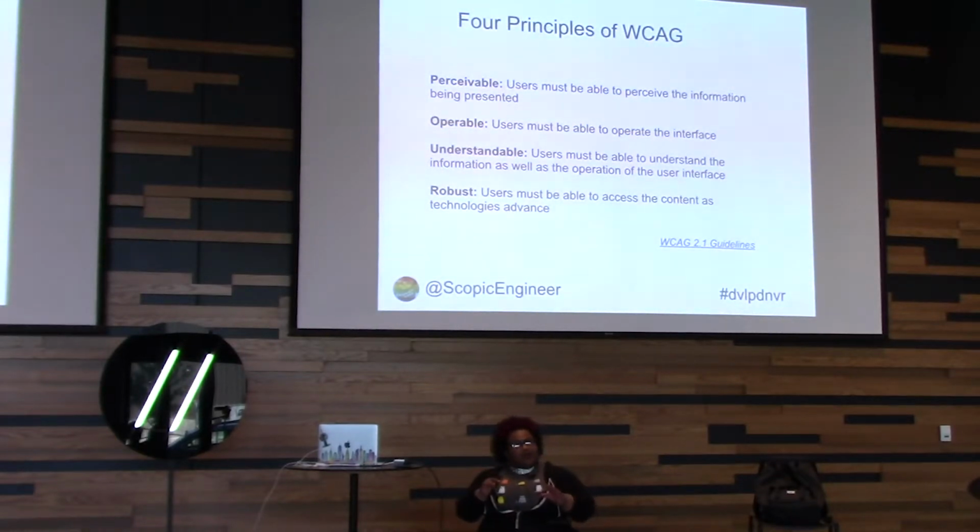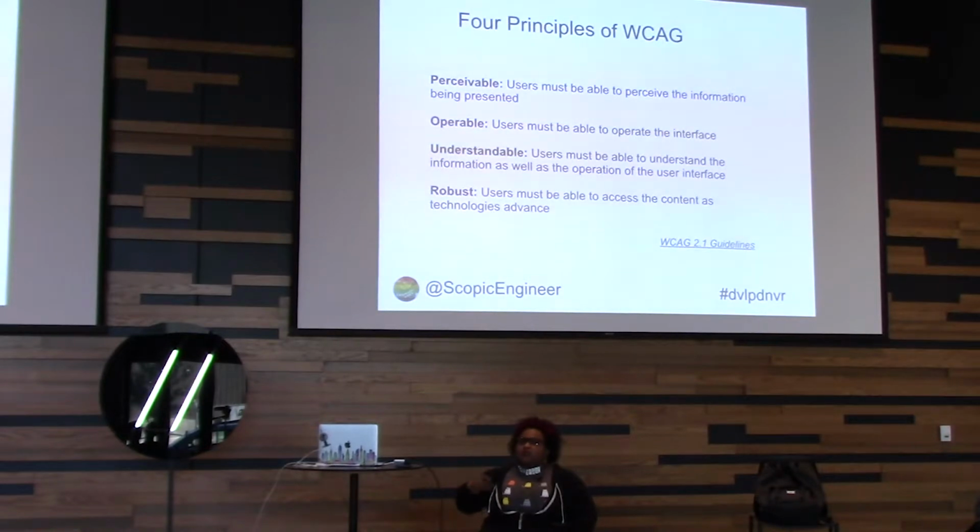The principle is POUR, and that stands for perceivable, operable, understandable, and robust. Perceivable: users must be able to perceive the information being presented. Operable: users must be able to operate the interface. Understandable: users must be able to understand the information as well as the operation of the user interface.